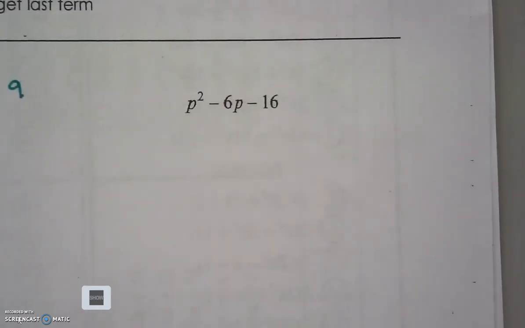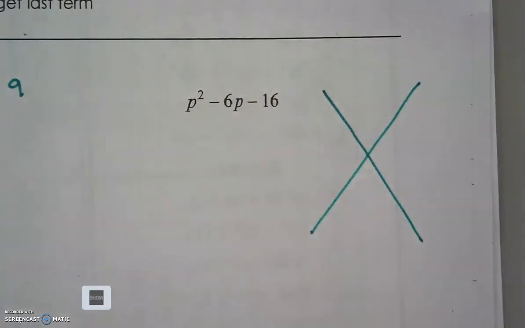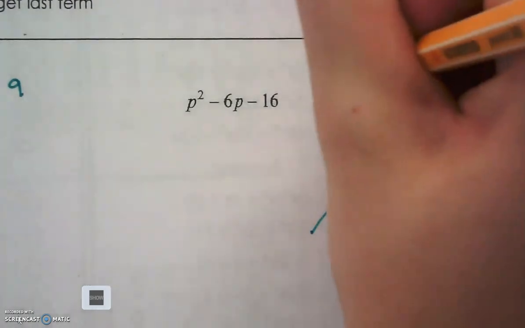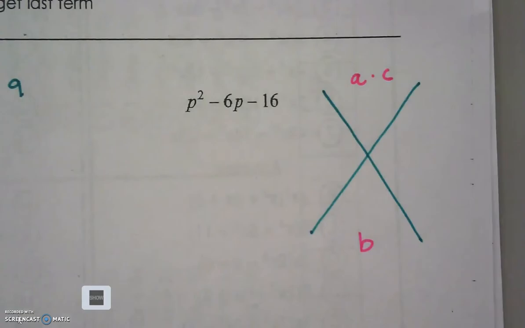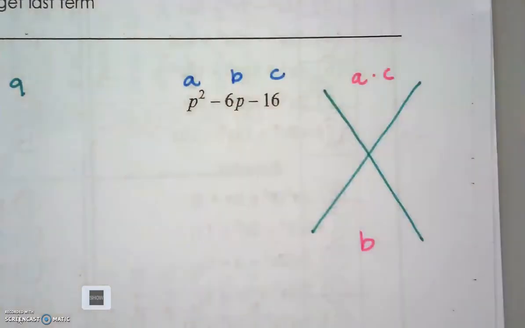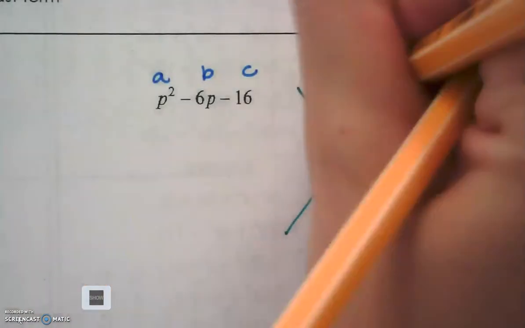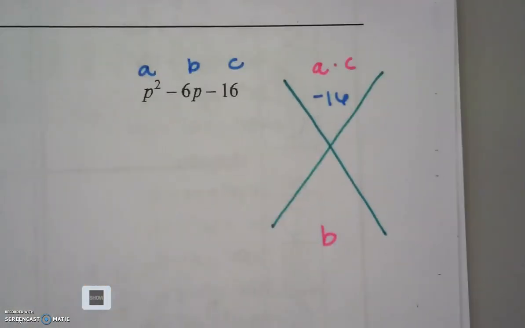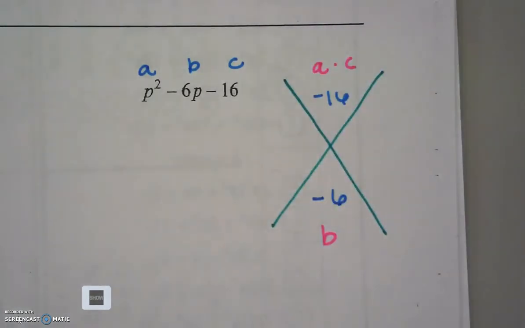We're going to use the X method. With the X method, we're going to draw a giant X, and we're going to put A times C on top and B on the bottom. Remember, this is your A, your B, and your C value. So 1 times a negative 16 is a negative 16. And we'll put negative 6 down here.